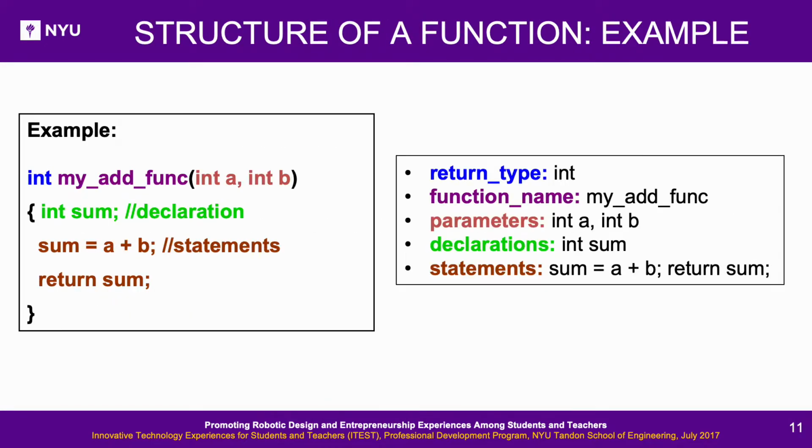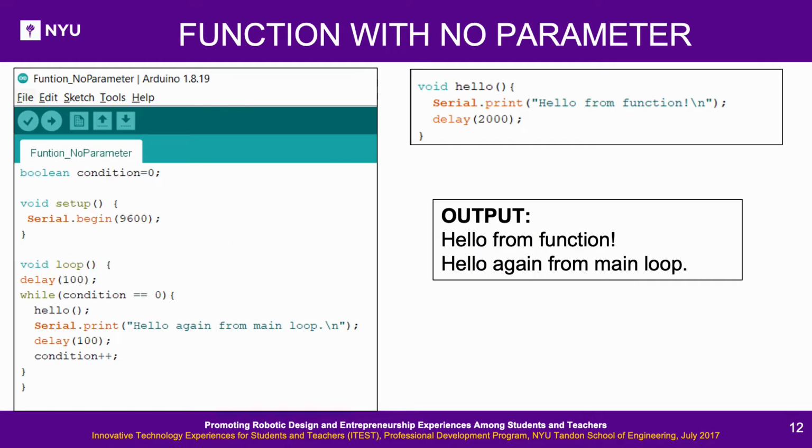Let us see an example. The return type of this function block is integer. The function name of this function block is my_add_func. The parameters of this function block are integer variables a and b. The declaration of this function block is integer variable sum. The statements of this function block are sum = a + b; return sum.